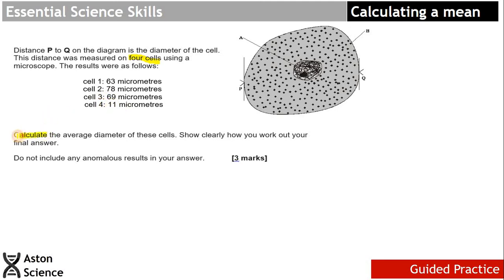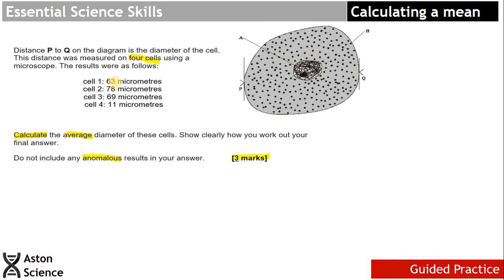It asks us to calculate the average diameter of these cells. Show clearly how you work out your final answer. Do not include any anomalous results in your answer. So again, this is a 3-mark question. We first need to think about what it means by average. Average in this case would mean a mean, and we're being asked not to include any anomalous results.